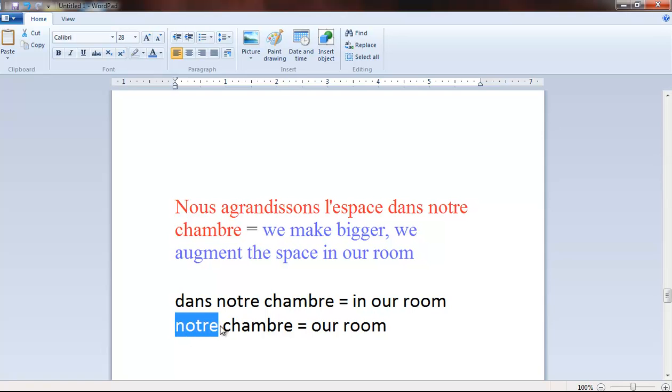This is a possessive adjective, pronominal adjective. Let's say it's a possessive pronoun for the sake of simplicity. Technically speaking, it's an adjective, pronominal adjective, but let's just consider it a possessive pronoun because it shows possession. It's our room. Okay, so our room, our, it's notre.